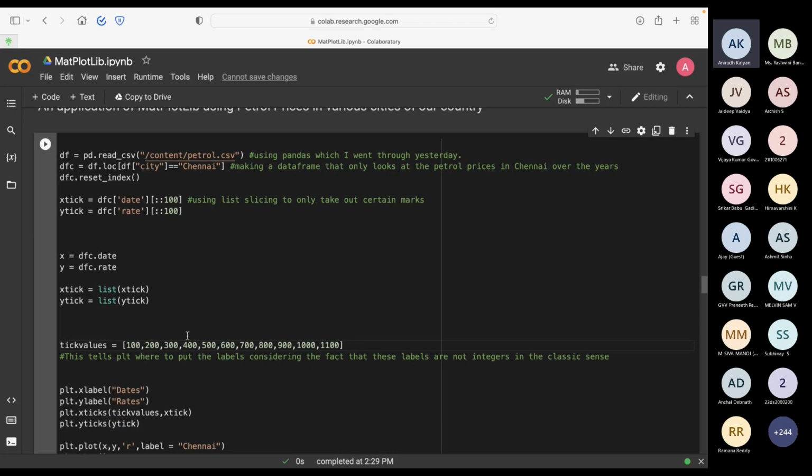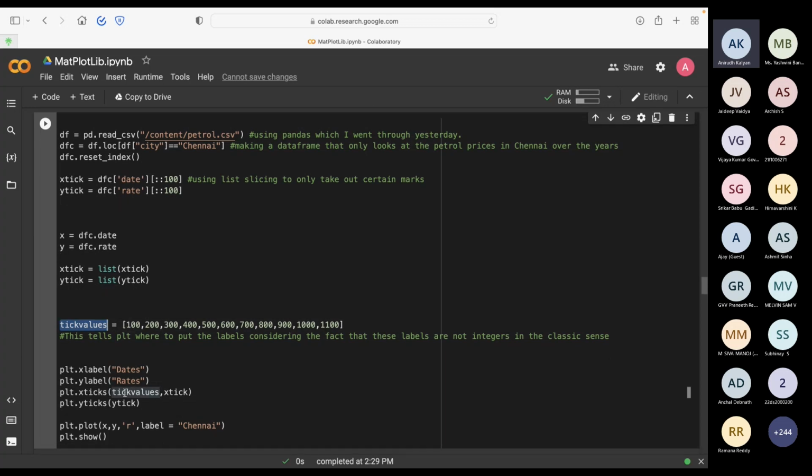So in that case, what you will have to do is give the Matplotlib library a tick values parameter. So if you notice, before I was only giving xtick, but in this case, I'm giving xtick as well as tick values. Why? Because this is essentially a string. This has been stored as a string, so the Matplotlib library doesn't know where to place the strings. So it asks us for an extra parameter where it knows where to insert these strings. So it knows that there are 11 elements, 11 strings, but those 11 can also be from 1 to 11, or they can be from 100 to 1100.